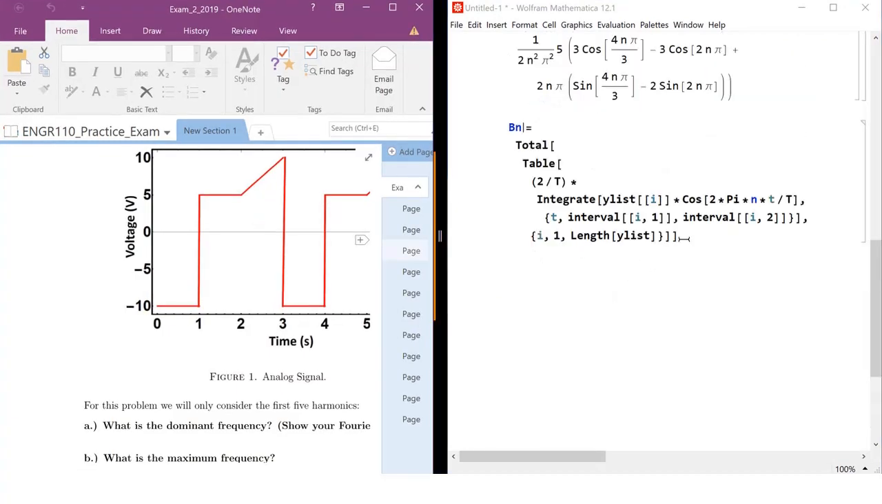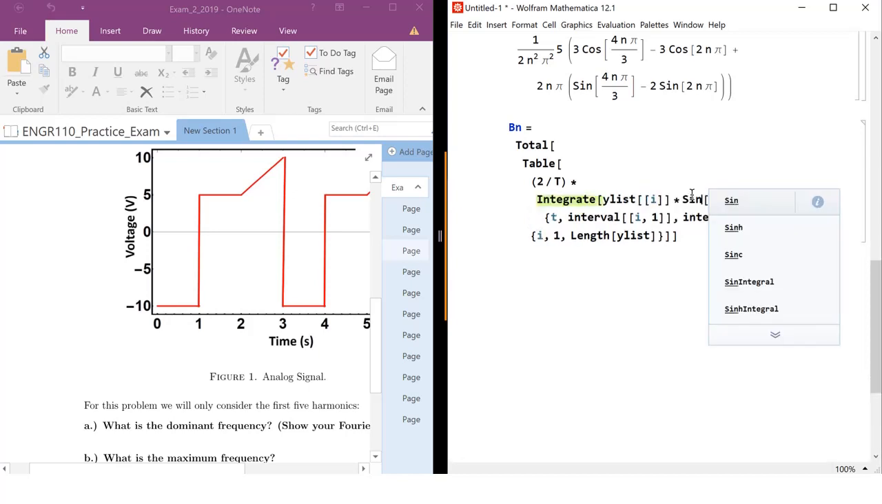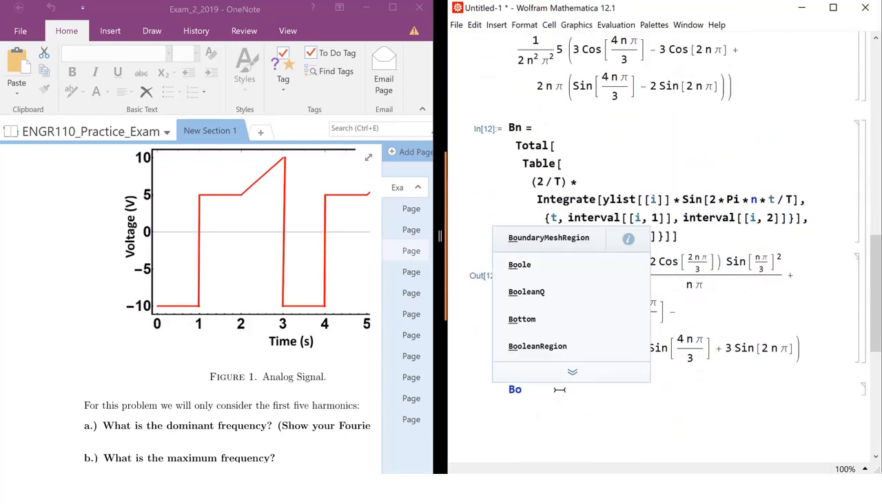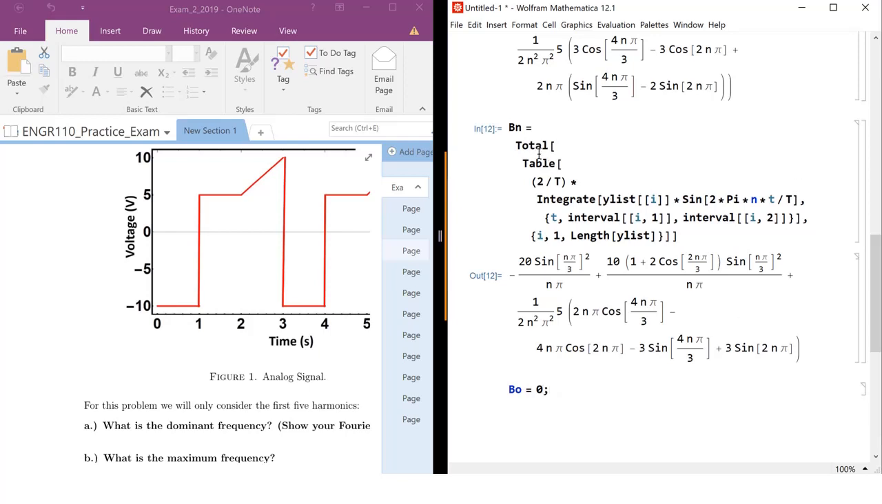Sorry about that. So B sub n is going to be the exact same thing, except we're going to have a sine value here, and we just shift enter. That's it. So that's A sub n. We've got B sub n. What is B sub 0? Well, that's just going to be 0, right? Because if I plug in for n equals 0, sine of 0 is 0.